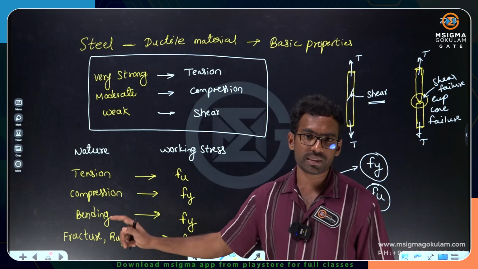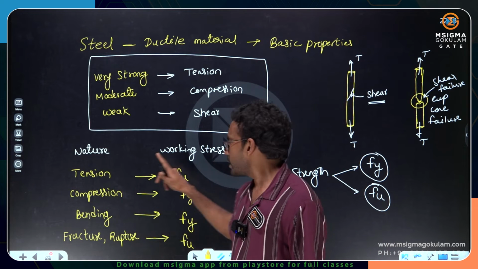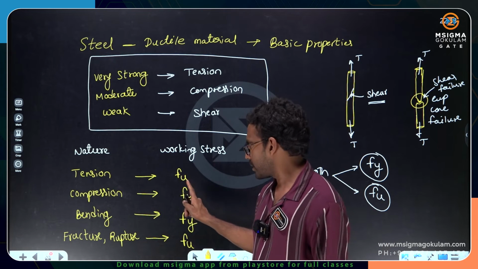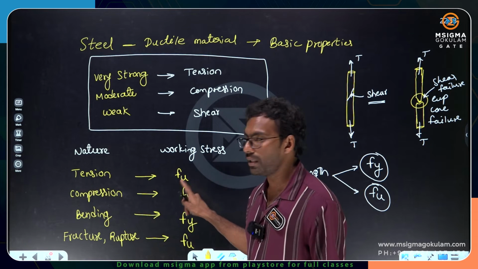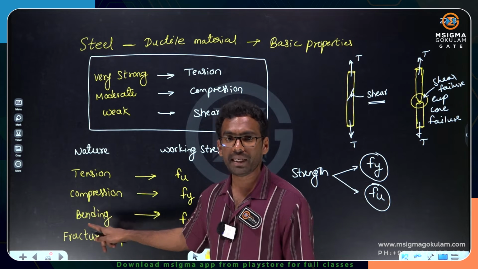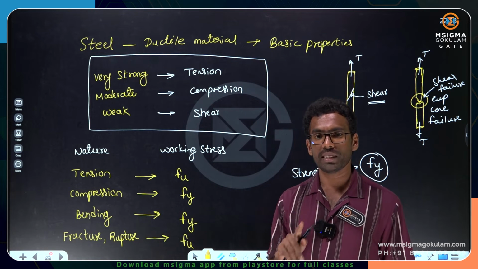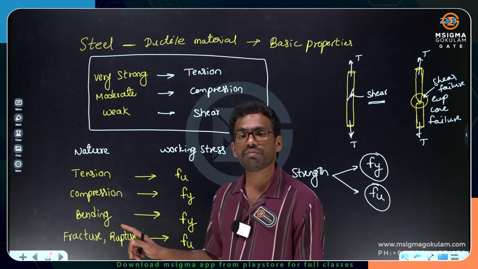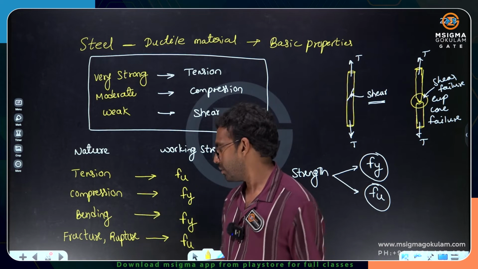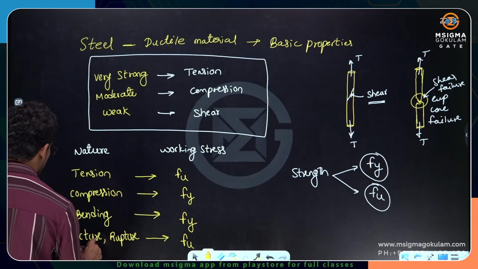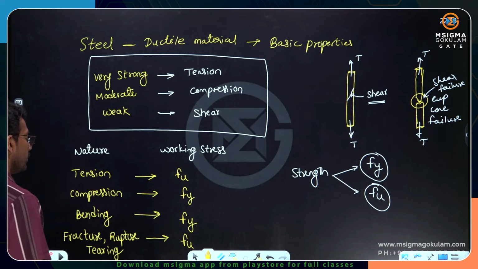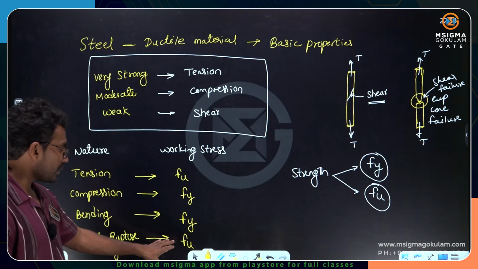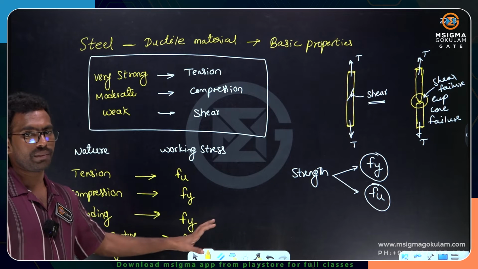So in steel structures, when I say tension, the stress that you are going to take is the ultimate stress. When I say compression, the stress you are going to take is yield stress. When I say bending, the corresponding stress you are going to take is the yield stress. When I say fracture or rupture or tearing, these three kinds of terms, if you come across them in steel structures, the corresponding stress we are going to take is the ultimate stress.